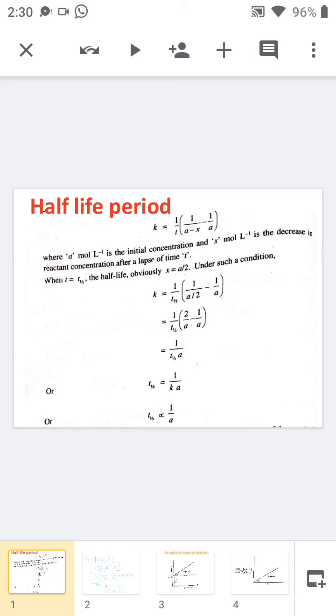That means for the second order reaction, the half-life period is inversely proportional to the initial concentration. And for the first order reaction, it is independent of the reactant concentration. So for the second order reaction, t half is inversely proportional to the initial concentration.